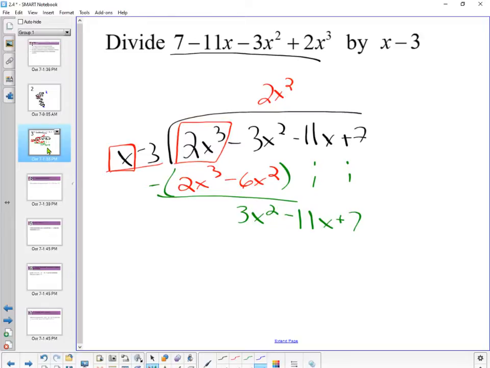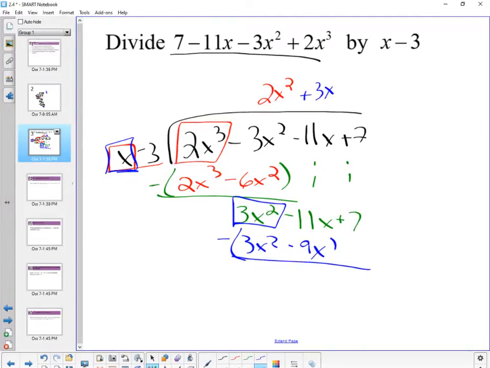So now we're going to do, does x go into the first one? Yeah, it does. What would it be? 3x. So I'm going to put my 3x here, and I'm going to multiply out again. So 3x times x is 3x squared. 3x times negative 3 is a minus 9x. I'm going to change my signs. And then I'm going to get 2x plus 7.